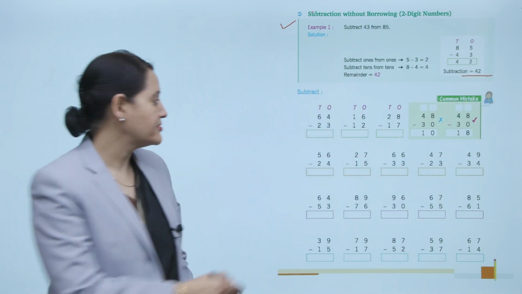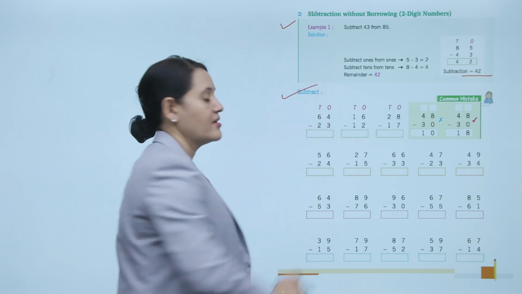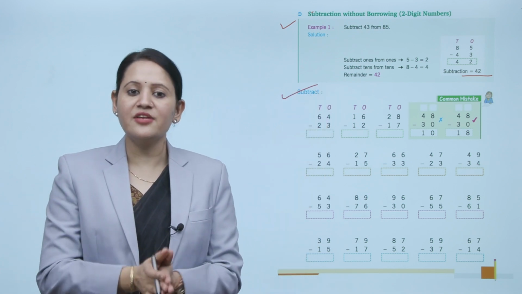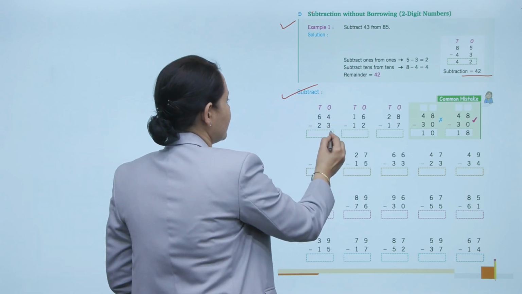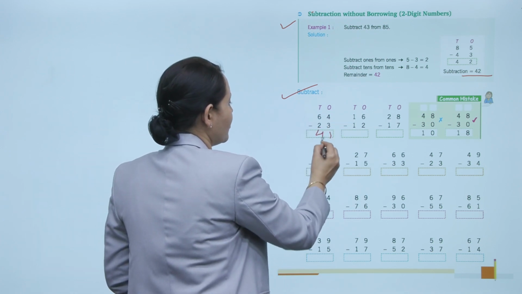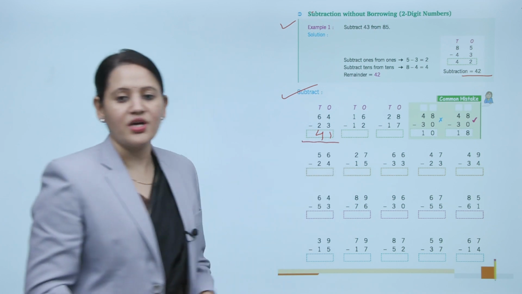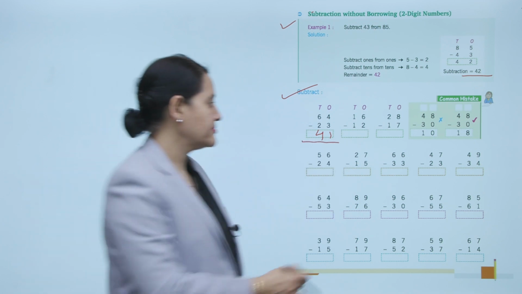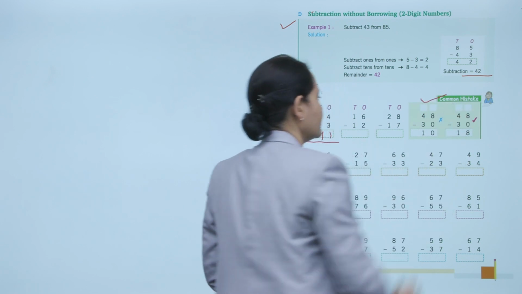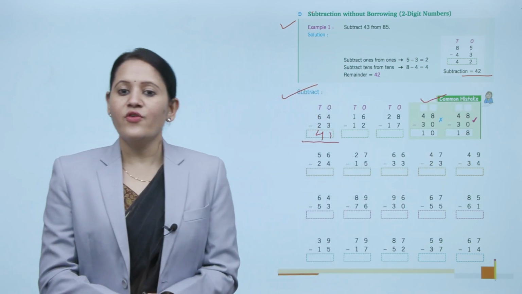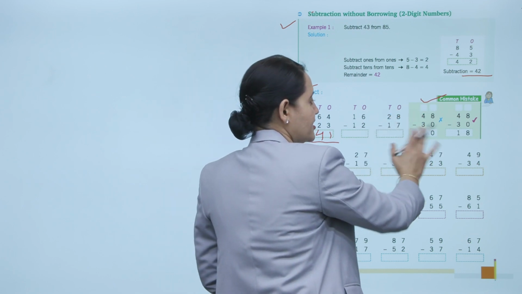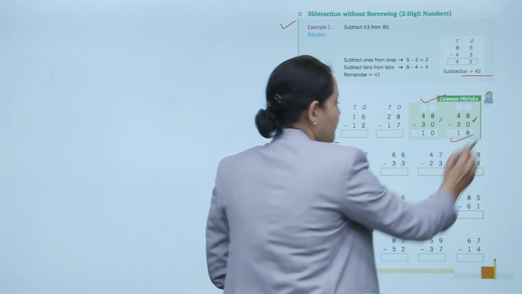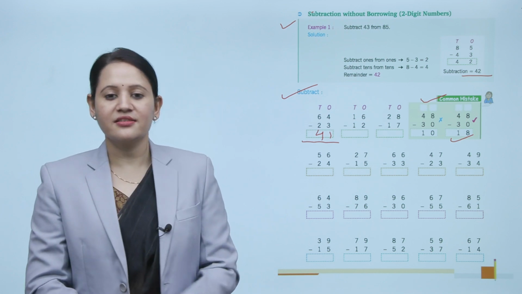Next, subtract. We have to subtract 23 from 64. Start from ones. 4 minus 3 is 1. 6 minus 2 is 4. So the difference is 41. Next, common mistakes. 48 minus 30. 8 minus 0 is 8, not 0. So this is the correct way of doing the subtraction.